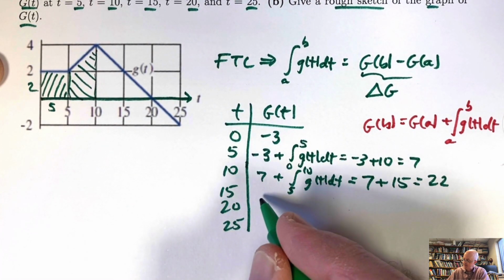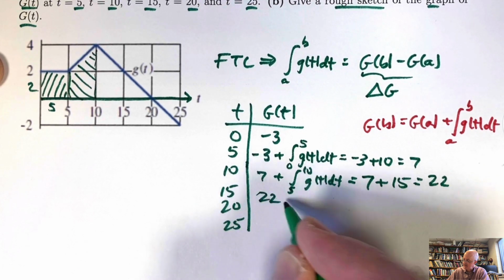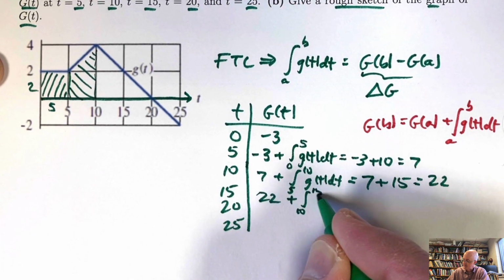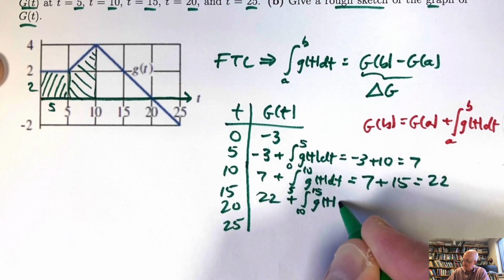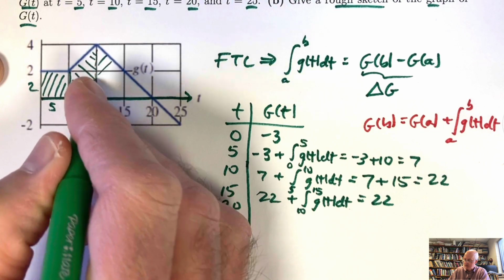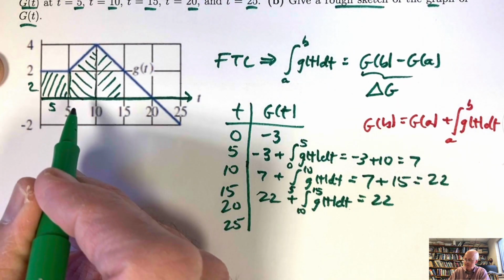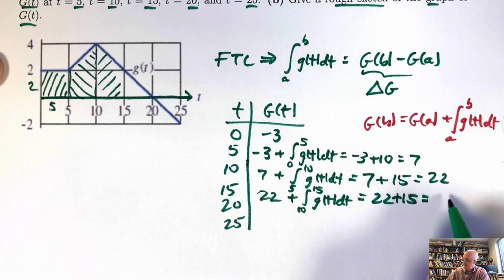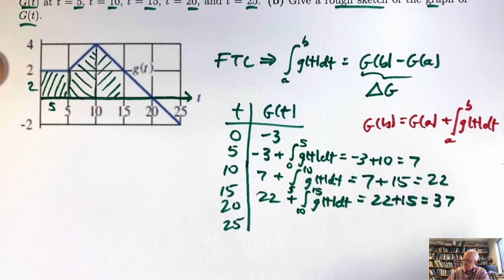How about at t equals 15? Once again, take the preceding value, 22, and add the integral, in this case from 10 to 15, of little g of t dt. That'll be the area of this trapezoid, which you can see by symmetry is the same as the area of that trapezoid, 15, bringing us up to a value of 37.